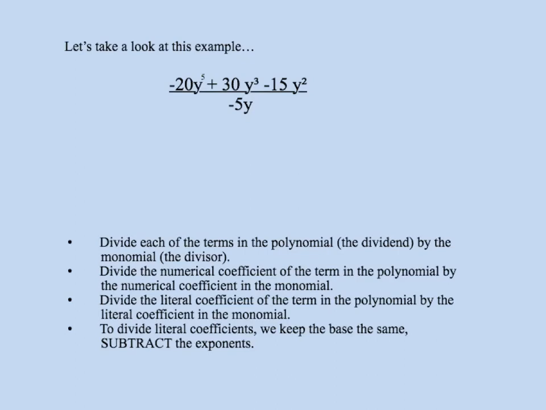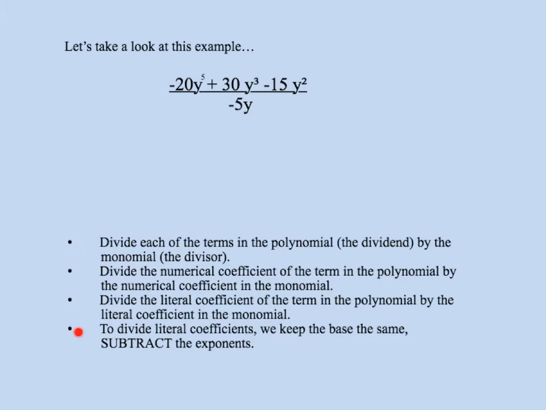Let's take a look at one more example together. And just in case you're having some trouble understanding how to divide a polynomial by a monomial, I've got a couple of jot notes down here below. Remember, when we're dividing, we need to divide each of the terms in the polynomial, which is the dividend, by the monomial, the divisor. To do this division, we need to divide the numerical coefficient of the term in the polynomial by the numerical coefficient in the monomial. We also have to divide the literal coefficient of the term in the polynomial by the literal coefficient in the monomial.